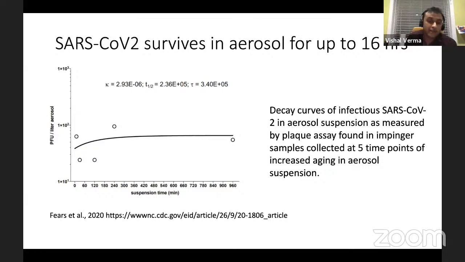This is a recent study actually published on the CDC website. We know that the aerosol can travel that far, but does the virus remain alive for that period of time? Like, we talked about 40 minutes. So this study showed, through the plaque assay they conducted on the impingement samples collected from the aerosol suspension, that the virus remained alive for up to 16 hours in the air. That means even if the aerosol is traveling around a distance of 100 meters, the virus will stay alive.